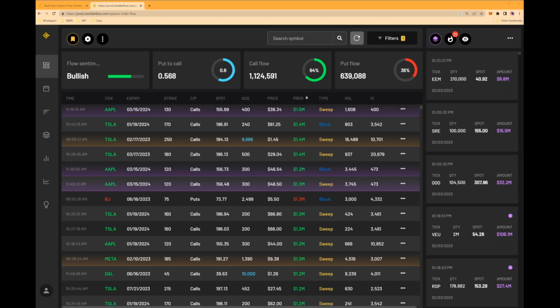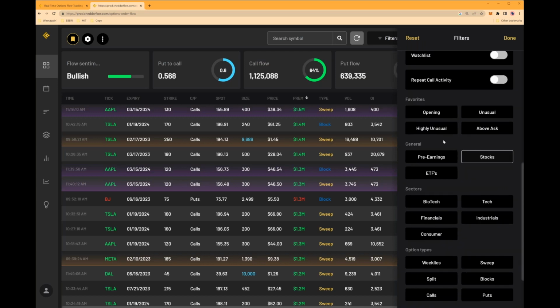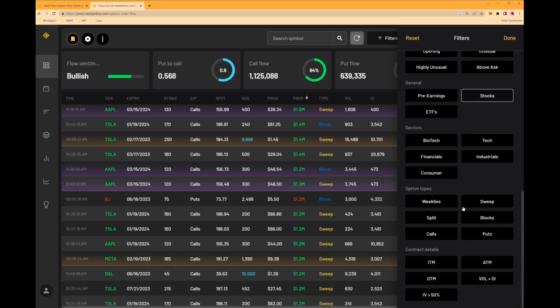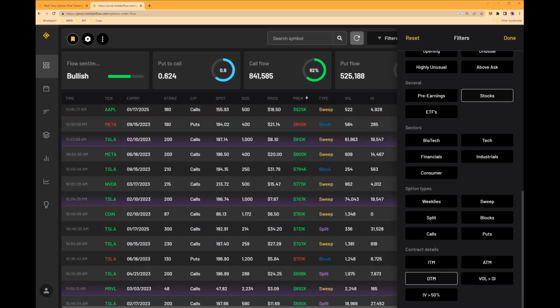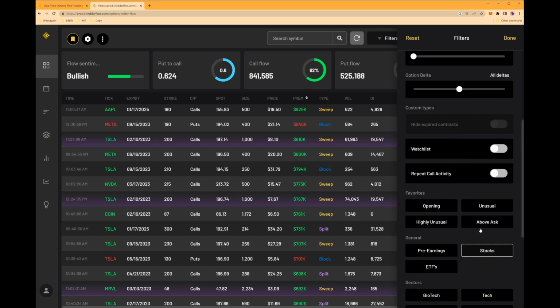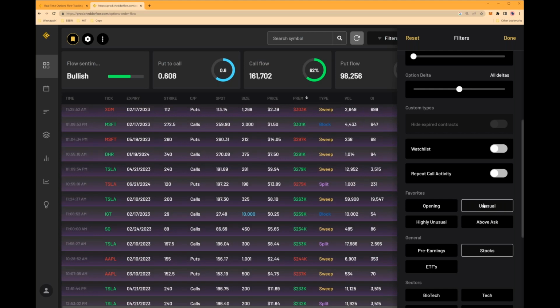What this does is narrow that population down to a manageable number of trades to investigate or research. If you click on filters again, Jonathan, and go down to the bottom, you can scan on repeat call activity, opening orders, unusual volume, highly unusual. Look at all the stuff you can scan on. I usually do out of the money. I play around with all four of those under favorites: opening, unusual, highly unusual, above ask. Again, trying to narrow down the number of names I need to go through.